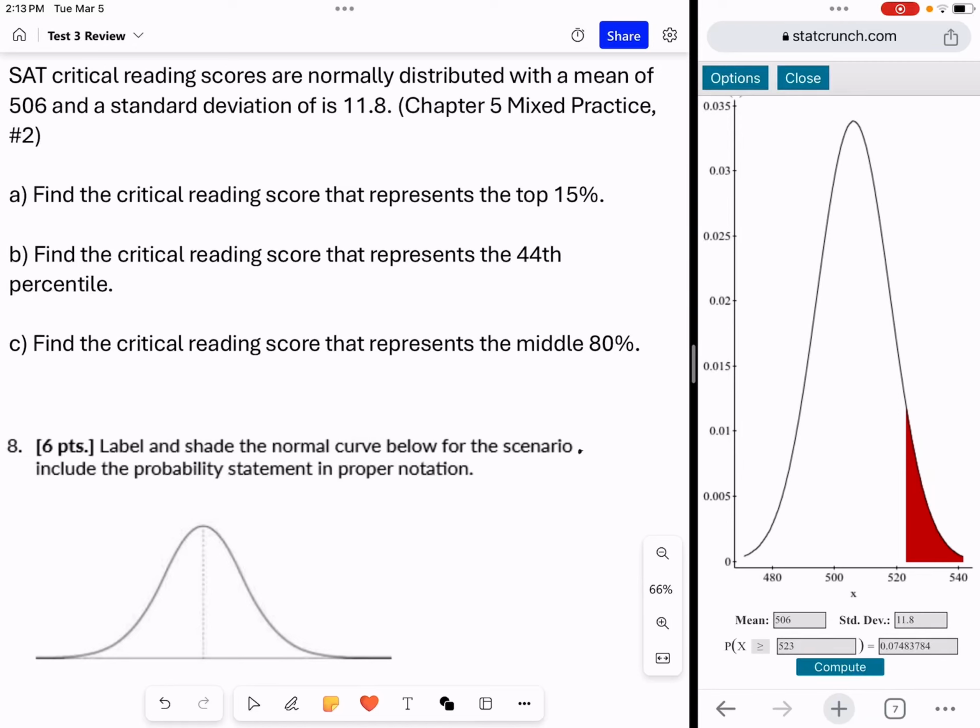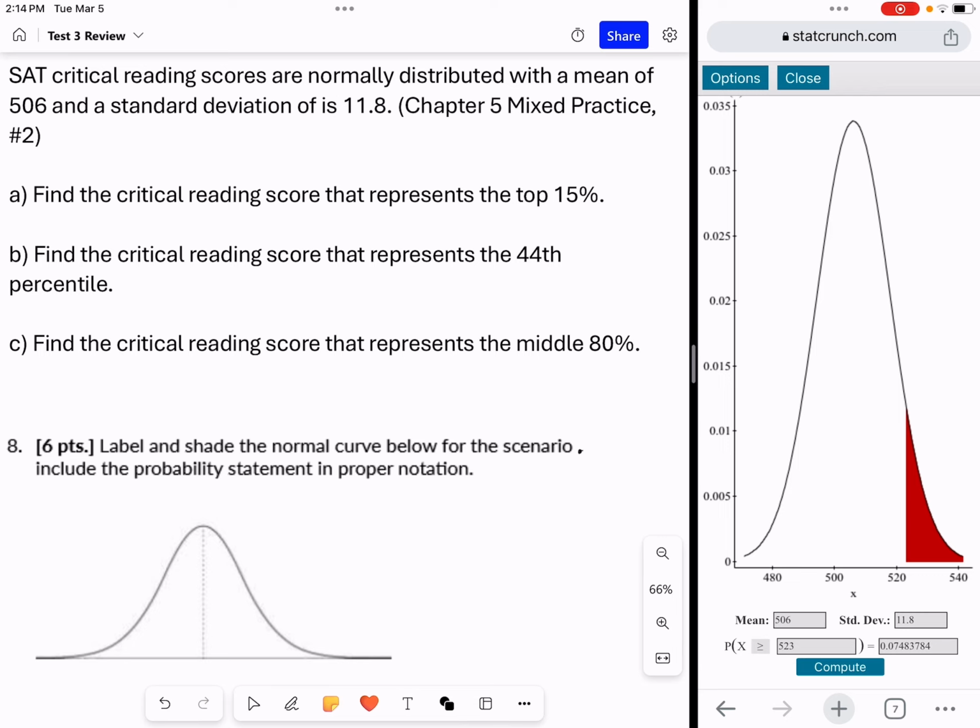You will need to be able to mark and shade a normal curve when you're trying to find a value as well as finding a probability. There's a different video that covers finding the probability. But if we want to shade correctly and find the value, we're still going to use our normal calculator. I've got StatCrunch open over here on the right-hand side of my screen.